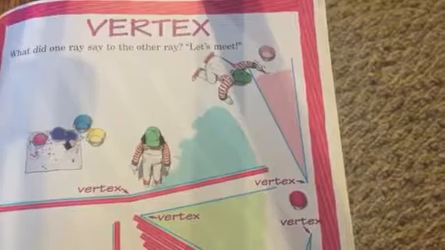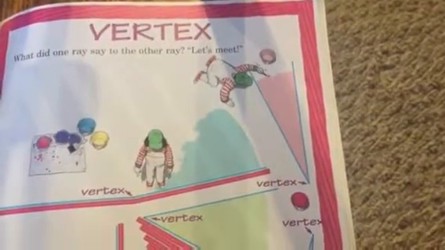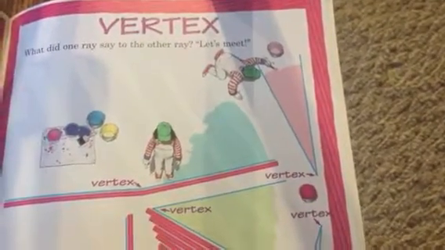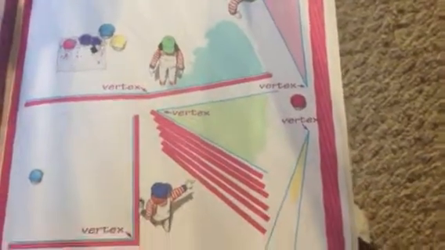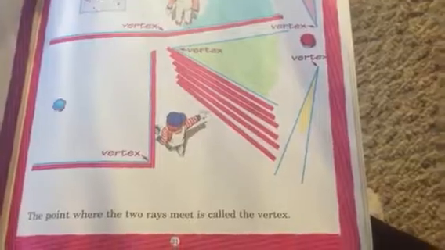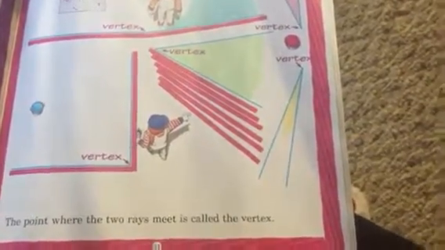Vertex. What did one ray say to the other ray? Let's meet. Where they meet is called the vertex. The point where the 2 rays meet is called the vertex.